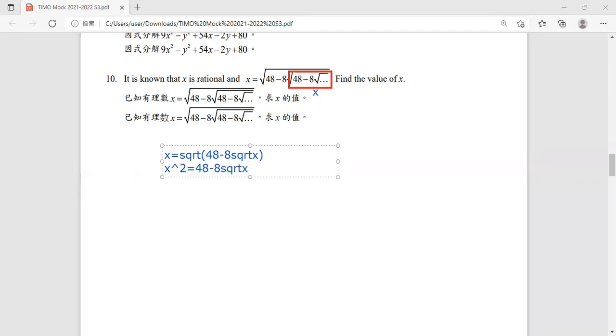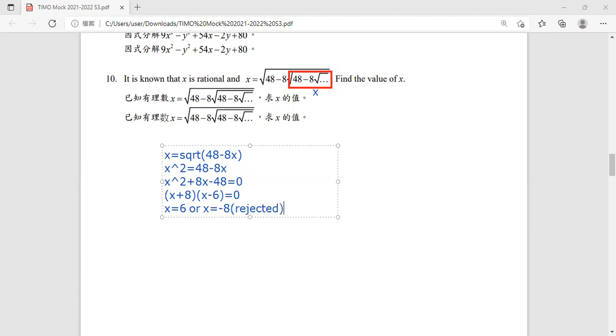This is x for me. Then x squared plus x minus 48 equal to 0, and you can factorize it: x plus 8, x minus 6 equal to 0. So x equal to 6 or x equal to negative 8, but this is rejected.